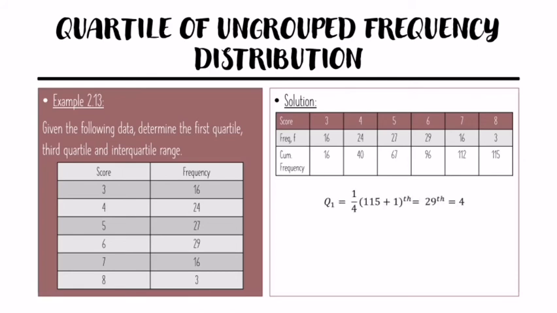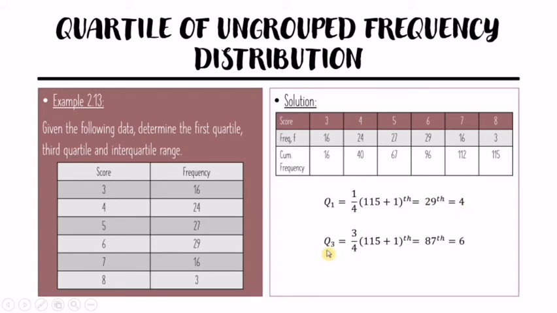So Q1 equals 1 over 4 multiplied by 115. 115 is n plus 1 here. So you get 29. So 29 is the position of quartile 1. So where is 29? 29 is here because 29 is bigger than 16 and 29 is lower than 40. So 29 is in this class. This class refers to score 4. So quartile 1 is 4.